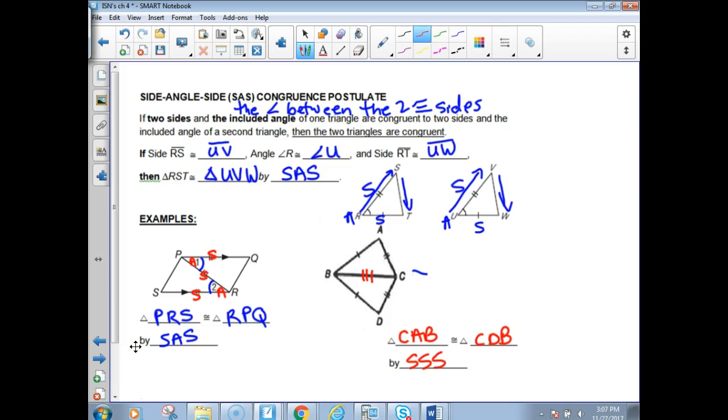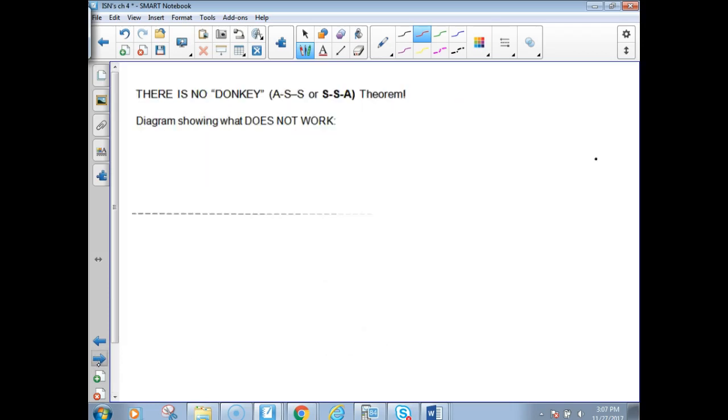Okay, so that's side, side, side. By side, side, side. Okay, now I'm going to show you why there is no donkey theorem. And, you know, it's not real appropriate for teachers to cuss in class, and so I'm going to say it one time that there's no A-S-S theorem. Okay? You can't do that. You can't say it, you can't write it. You're not supposed to have that on your paper, please. And there's no backwards one either, okay? So you can't do the naughty word theorem. There is no donkey theorem. All right, so I'm going to show you why it doesn't work.